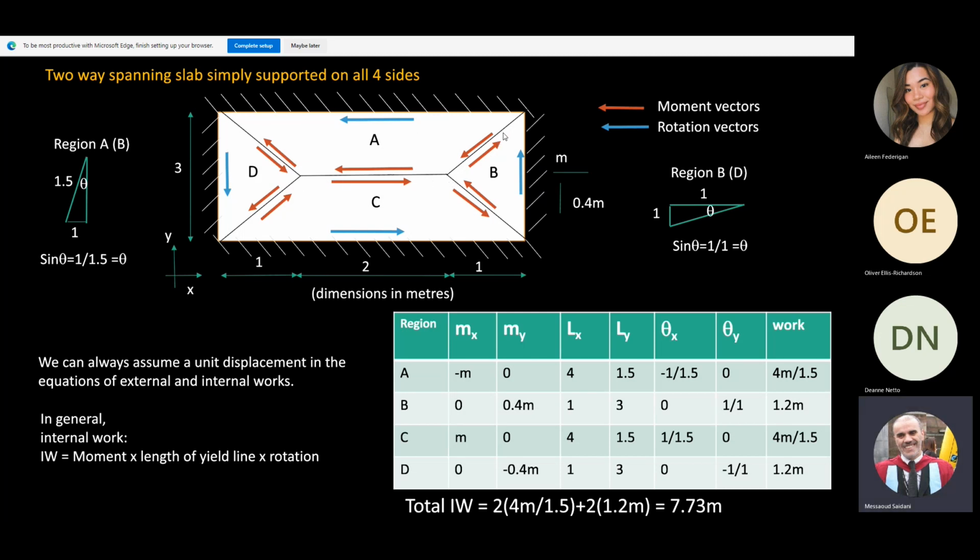This is region A here. The axis of rotation is this. So A rotates about this axis. Let's start with the easy bit, which is the vector rotation.